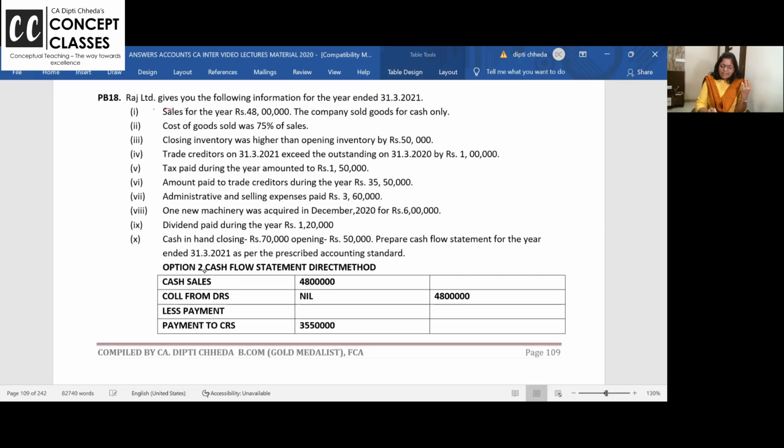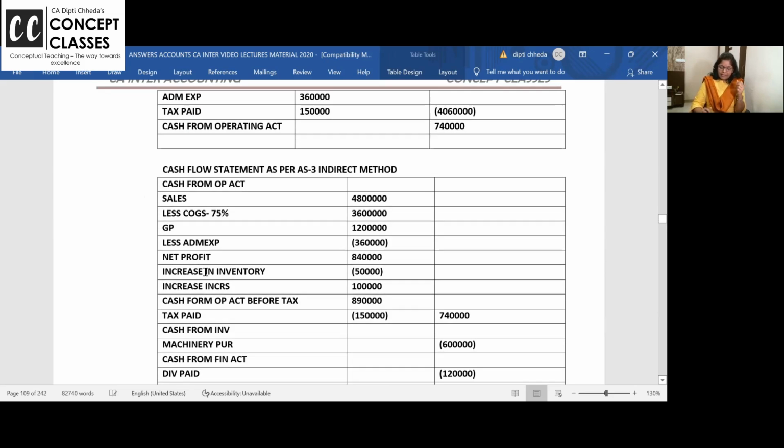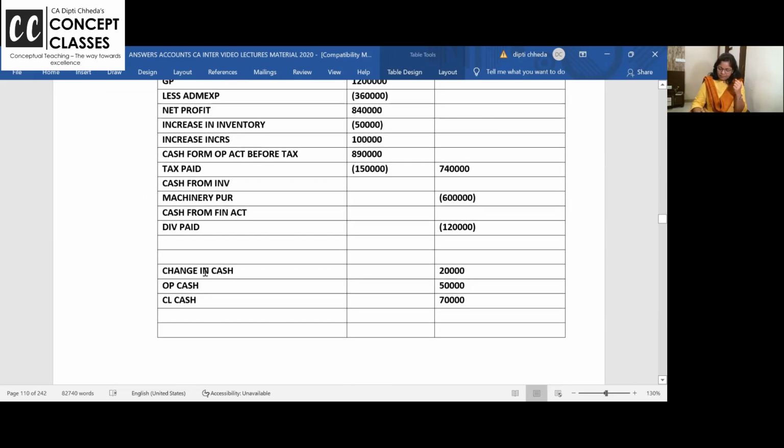Even this one is nice. Raj Limited, for 8 marks this question has come twice. If you check past exam papers, you will get it. Sale is 48 lakhs all in cash. So collection from debtors, payment to creditors, COGS and all, if they give, you can get the cash from operating activities.